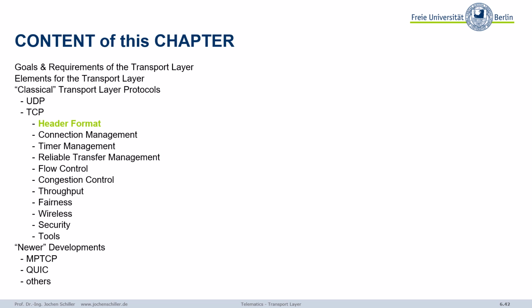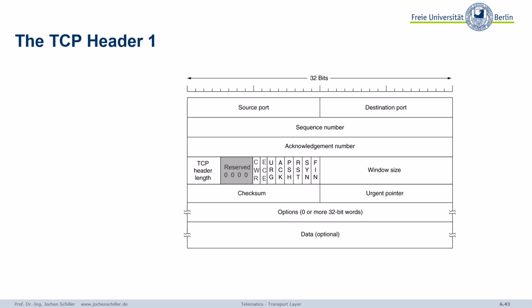Now let's dig into the details of TCP, starting with the header. The header is a bit more complicated and complex compared to UDP, as you can imagine. What you see is we have the two ports, source port, destination port. Now we have two fields for sequence number and acknowledgement number. I will go into the details later on. So those two fields. And then we have a number of flags.